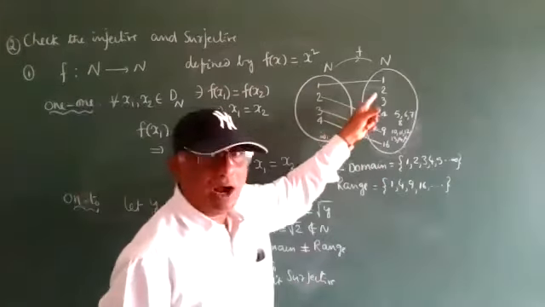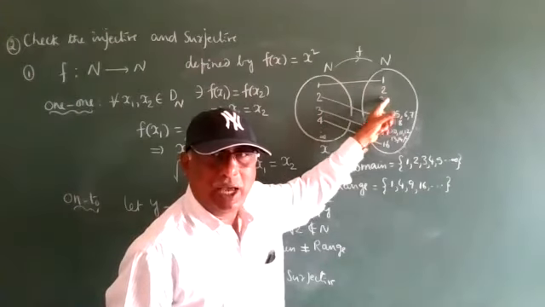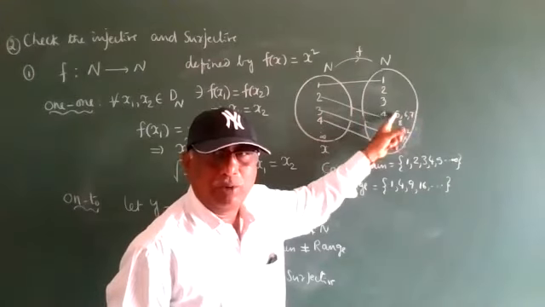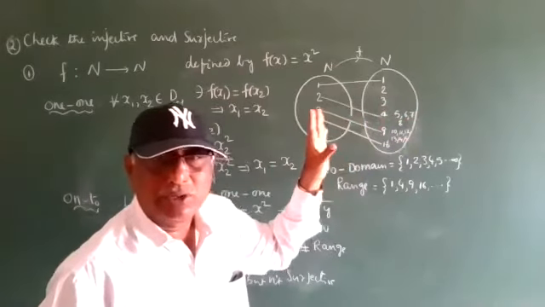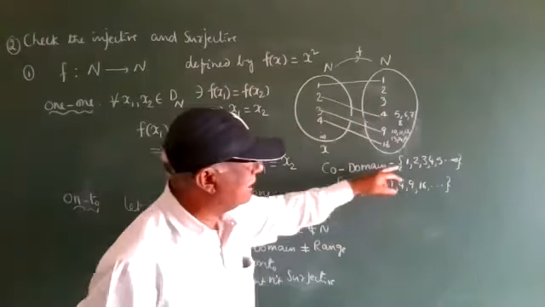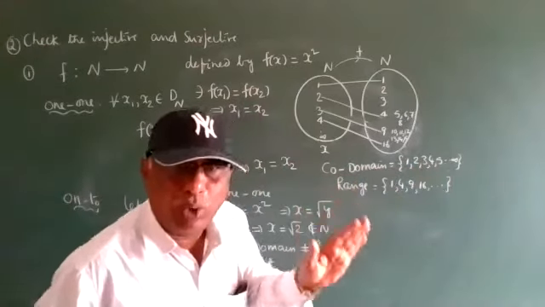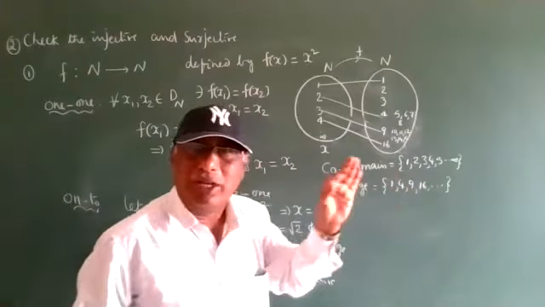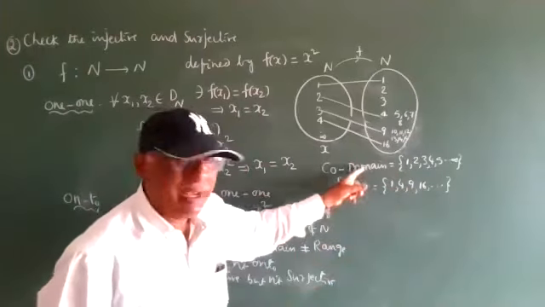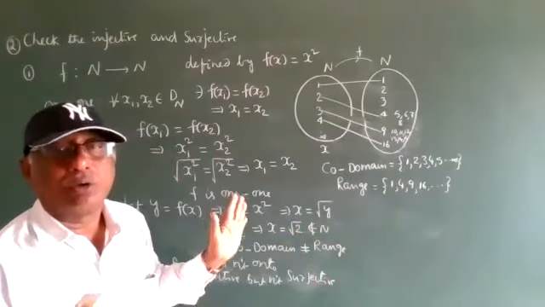But it is not onto, because 2 has no pre-image, 3 has no pre-image, 5 has no pre-image, 6 has no pre-image, 7 has no pre-image. The codomain is 1, 2, 3, 4 up to infinity. The range is only the square numbers 1, 4, 9, 16. The codomain and range are not equal. Therefore, it is not an onto function.